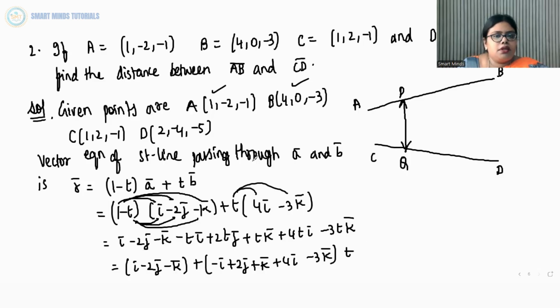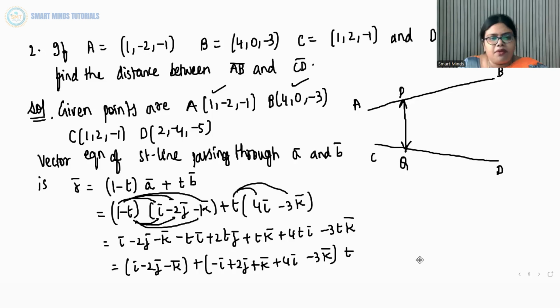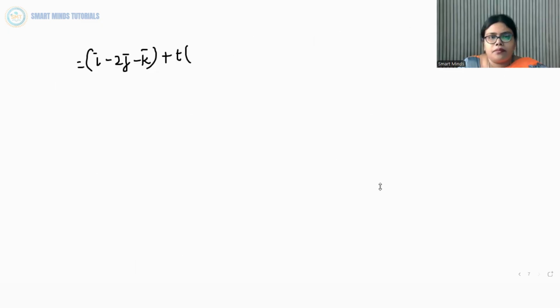So here what do you get? That is equal to I minus 2J minus K plus T into, now how can we simplify this? 4I minus I is 3I. 3I plus 2J minus 2K. Now this is the vector equation. You understood how to convert points into a vector equation.